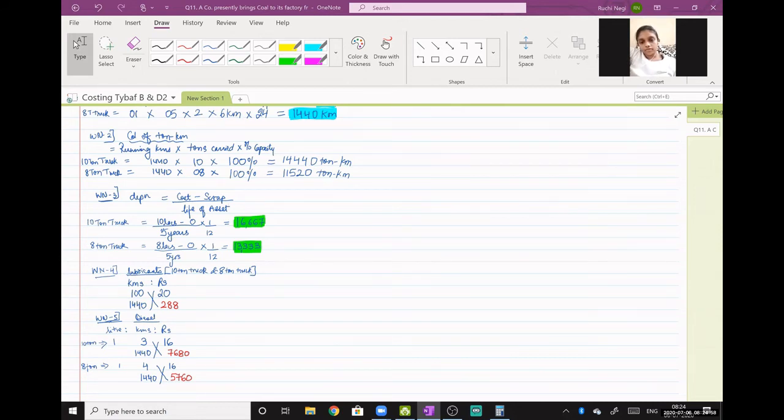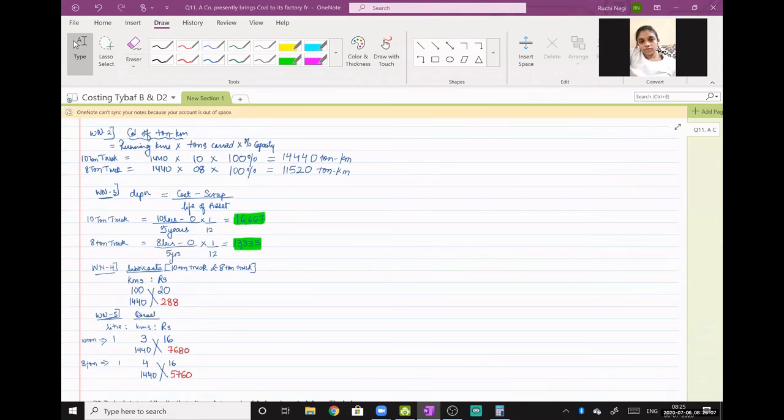No doubts. So from your end, what are you going to do? You're going to make the transport cost sheet for this sum. Particulars column, and then the 10-ton truck column, with 2 sub columns: amount column and the per kilometer column. Then for the 8-ton truck, a third column, with 2 sub columns: amount column and the per kilometer column. Clear?